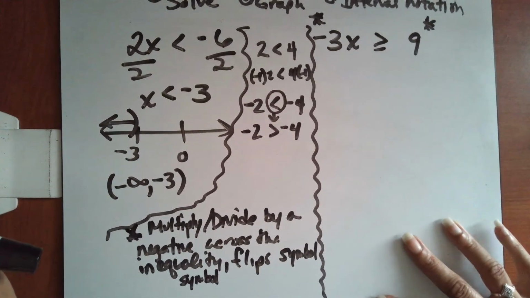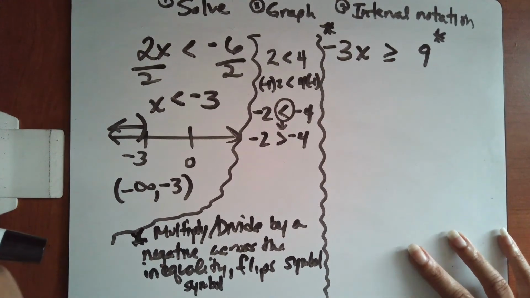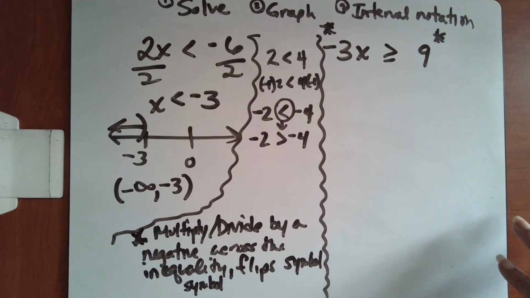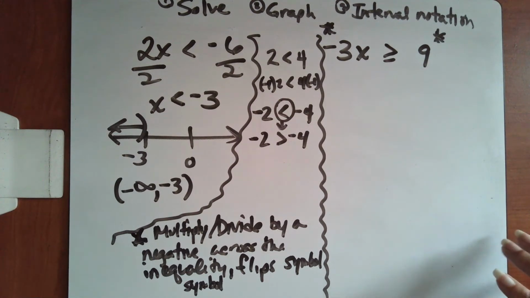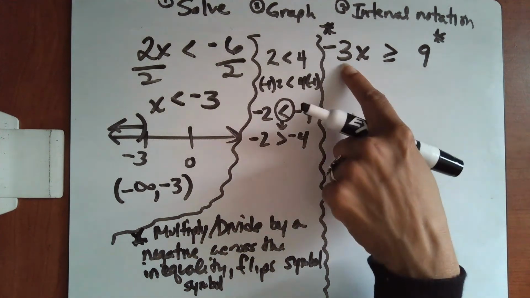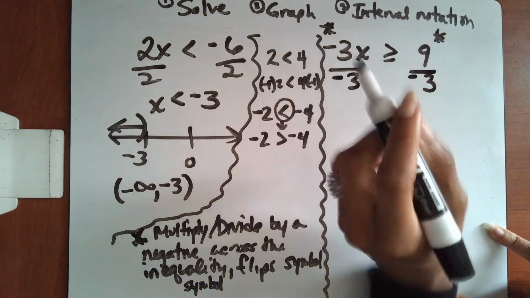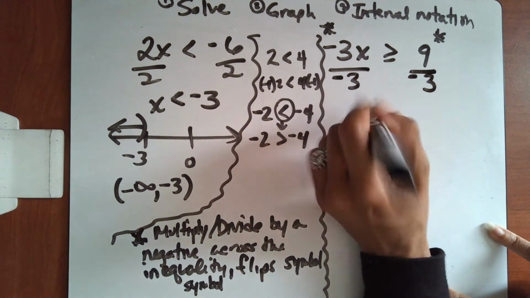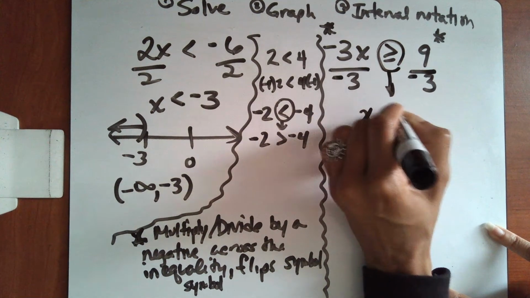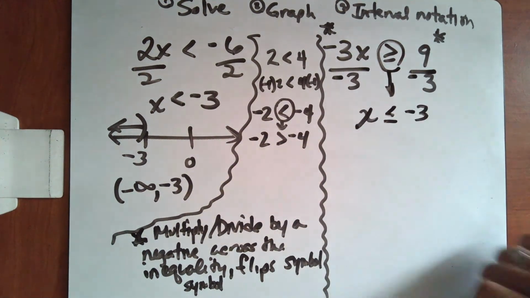So let's look at our example that I have here. I have negative 3x is greater than or equal to 9. So we're trying to solve for x. Well, what does that mean? It means get x by itself. Well, how would I do that? I would divide both sides by negative 3. Because I'm dividing by negative 3, this inequality symbol is going to flip direction.